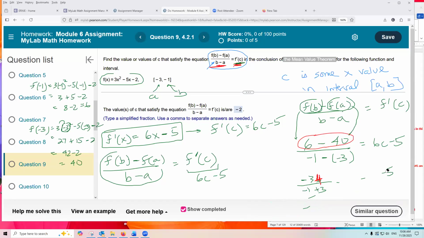So we're really ending up here with negative 34 over 2, and that equals 6c minus 5. Well, that's negative 17 equals 6c minus 5. Let me add 5 to both sides here. So we have 6c equals negative 12, so c equals negative 2. So our answer here is c equals negative 2.